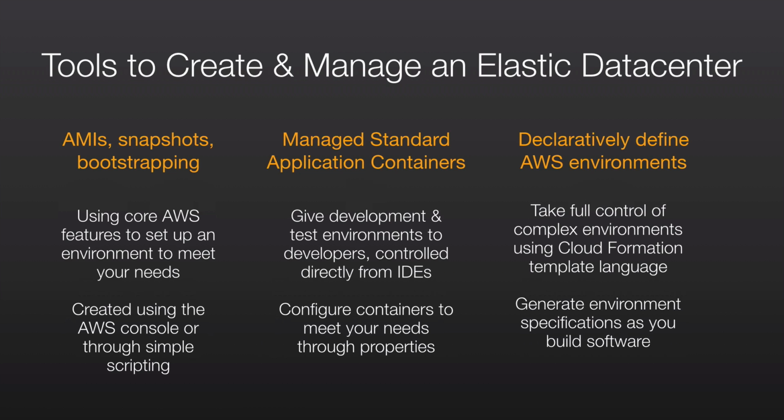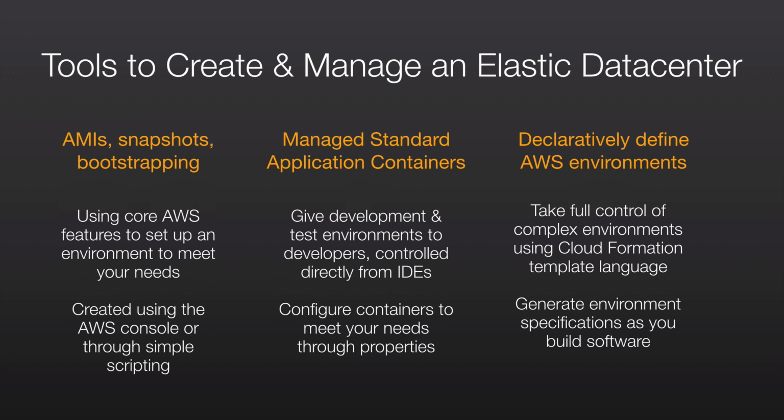So just expanding a little bit there. EC2 and VPC, we're talking about AMIs, Amazon Machine Images. Those are the base images from which you would start instances. Snapshots and bootstrapping. This allows you to use these core AWS features to customize and set up an environment to meet your needs, using either the console or scripting. Elastic Beanstalk, with those managed standard application containers, gives developers access to development and test environments directly from within their IDEs or directly from within CI/CD tools, and enables developers to configure containers that meet their needs through a simple set of properties. And we'll expand on that more in a few minutes.